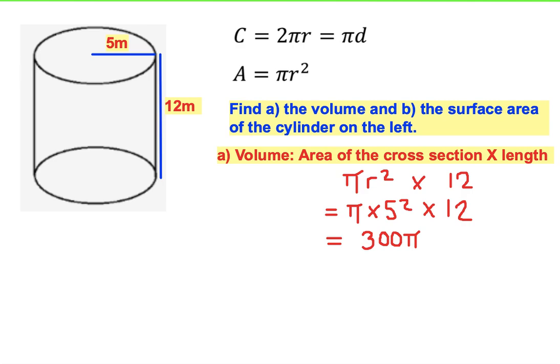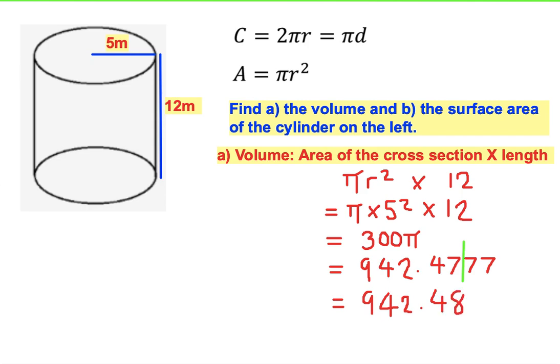And if it was on a calculator paper, it would be 942.477. Now we're going to round that to 2 decimal places for a suitable degree of accuracy. So after the second decimal place, the 7, I'm going to round. It's got a 7 after it, so that means it's going to round up to 0.48. So our solution is 942.48 meters cubed. So obviously to get the pi, by the way, you would press normally on the Casio calculators, shift and then middle bottom button.